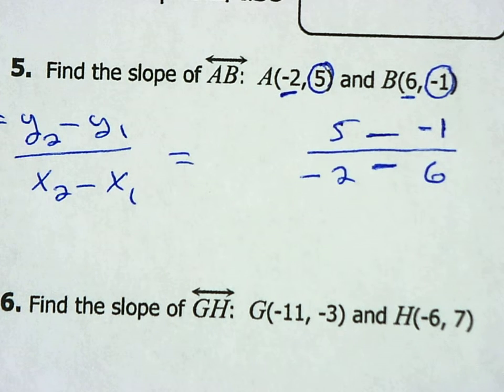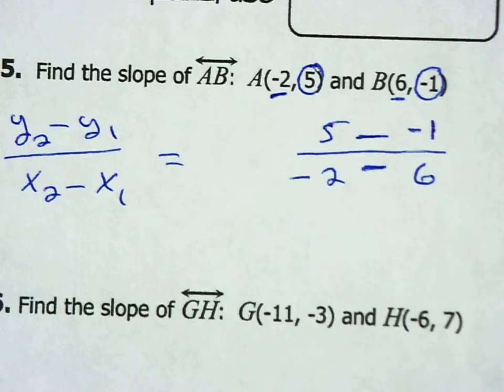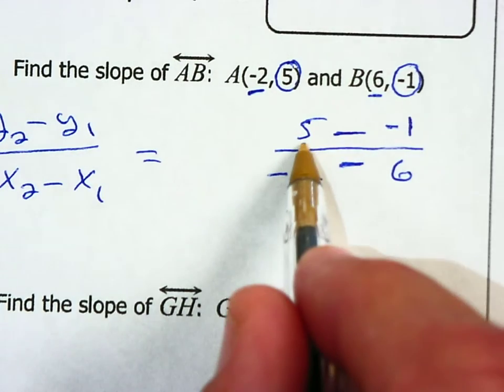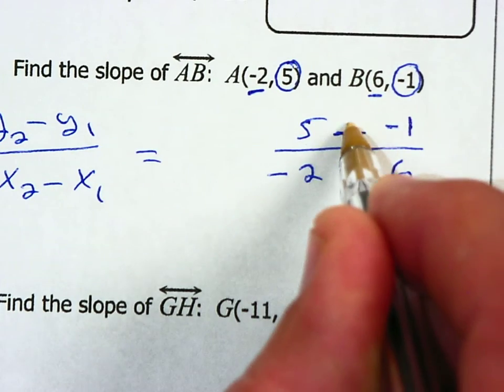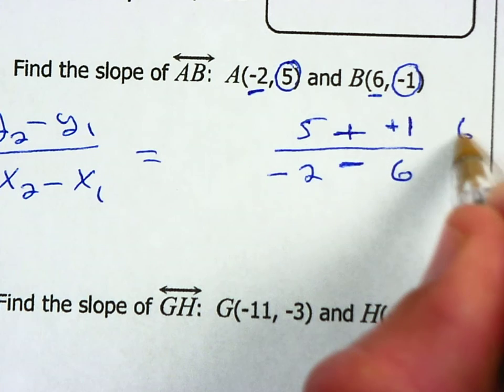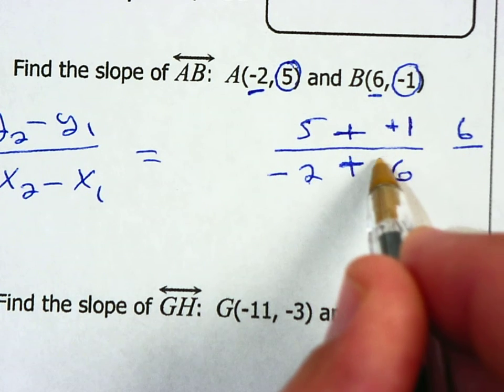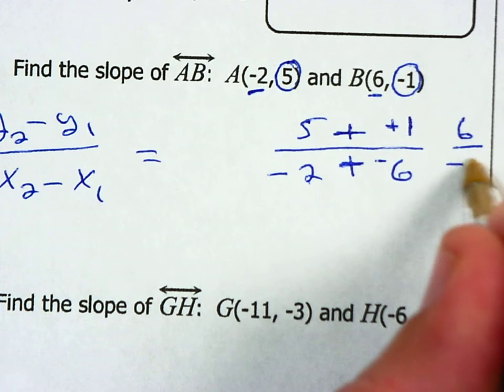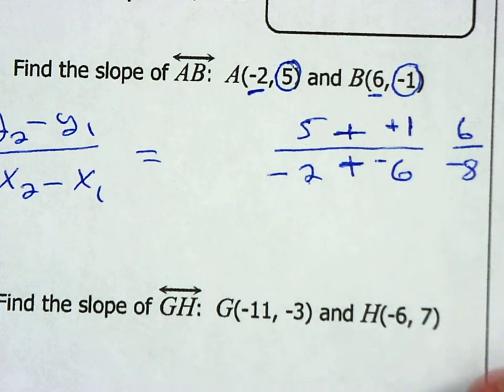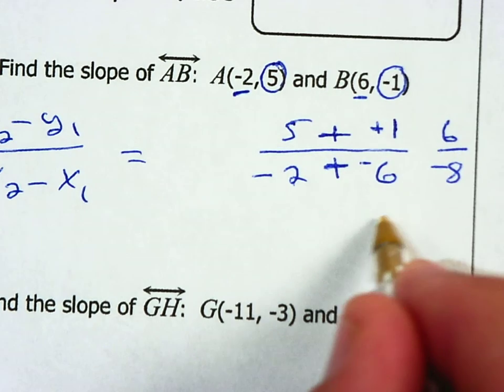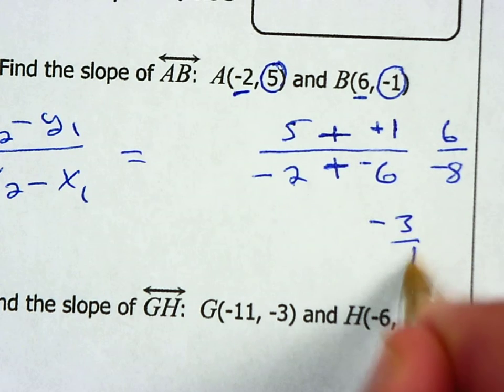I don't know how you handle subtraction. A lot of people do the same, change, opposite. I think you guys taught me that. So keep the first number the same, change this to add, change the sign, that's 6. Keep the number, change this to add, change the sign, so now you're at -8. They're both even, so you can divide by 2, and then you get -3 out of 4.